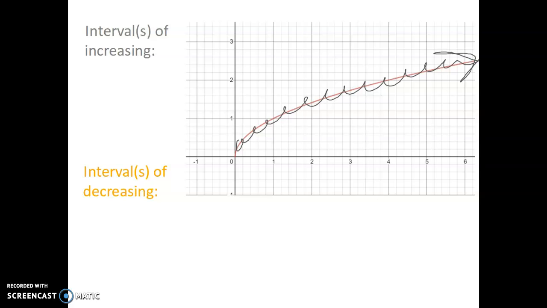Now, what am I going to color orange? Where is this one decreasing? Where is it going down? Well, it's not going down at all. It's always going up. So therefore, I will not color anything orange. And just like before, that 0 is not going to actually be included. So it is increasing from 0 to infinity.